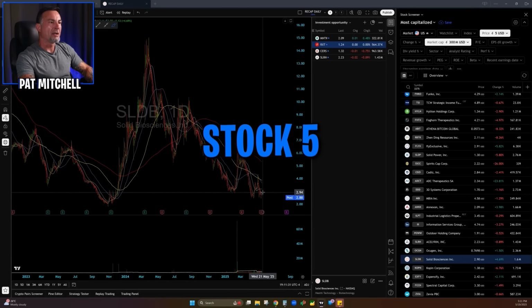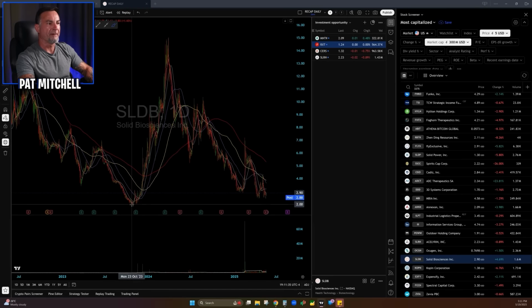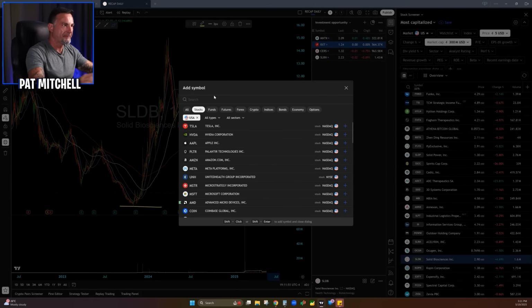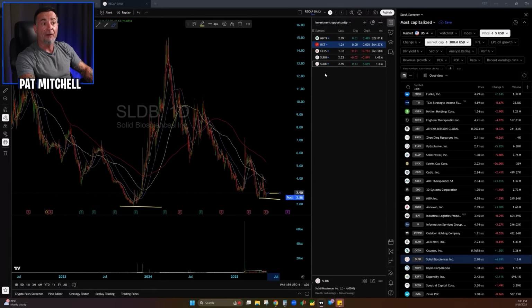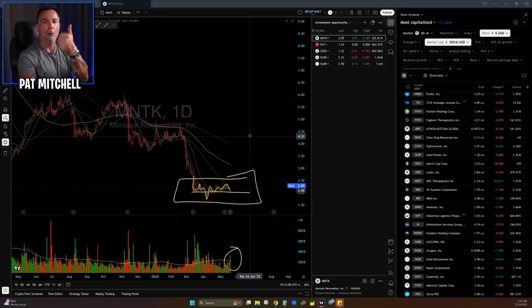Last but certainly not least is SLDB, another one with multi-year support. Very tight risk on this. And we are going to be looking for a couple of support areas here and here at lows. And there we go. So this is going to get added to the list, SLDB. And now that we have our list, we have our 5 stocks, let's talk about how do we buy these. So I'm going to use one of these as an example. Let's use the first one and let's go over how to enter and how to put a stop on these.